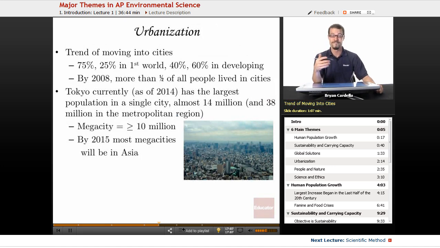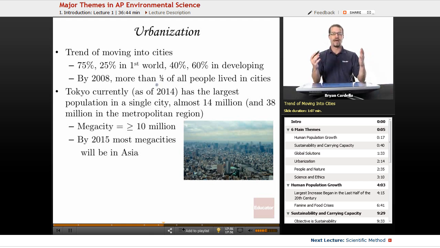All right, urbanization. There has been a trend of moving into cities over the last century. So in first world countries, developed countries, approximately 75% of people live in cities, and only a quarter are in rural areas. In the more developing countries, it tends to be less. 40% of people are living in cities, whereas 60% are in rural, non-urban areas. But that is changing. Developing countries tend to become more urbanized as time goes on if they experience economic success and trade success. By 2008, more than half of all people on Earth lived in cities.